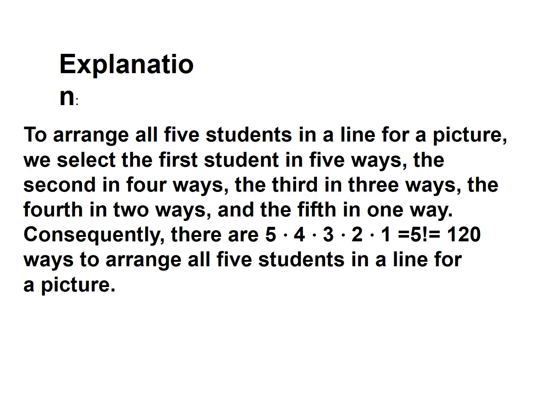Explaining it again, to arrange all 5 students in a line for a picture, we select the first student in 5 ways, the second in 4 ways, the third in 3 ways, the fourth in 2 ways, and the fifth in 1 way. Consequently, there are 5 times 4 times 3 times 2 times 1, that is 120 ways to arrange all 5 students in a line for a picture.